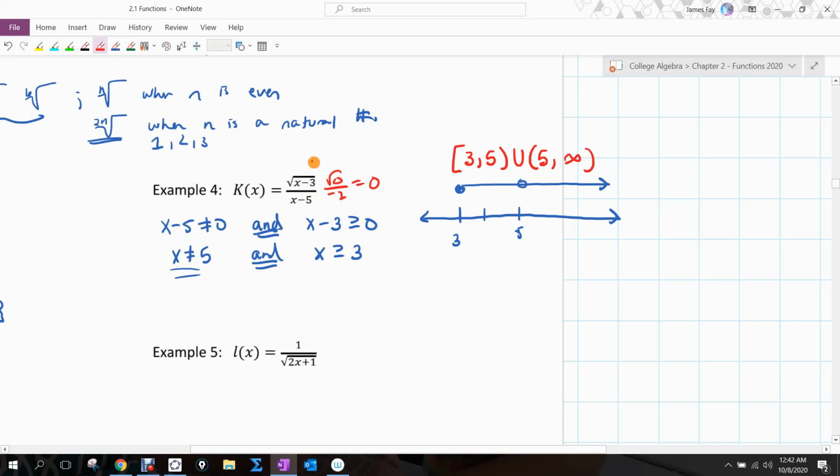Okay, can I put 5 in? Because 5 works up top. 5 minus 3 is root 2. 5 on the bottom gives me 0. That's undefined. Even though it worked up top, it did not work on the bottom for me. It gave me division by 0, and that's an undefined quantity. So that's why 5 had to get kicked out. Any other number is going to give me a value up top and a value on the bottom that I can do division with, so that's why nothing else gets removed.